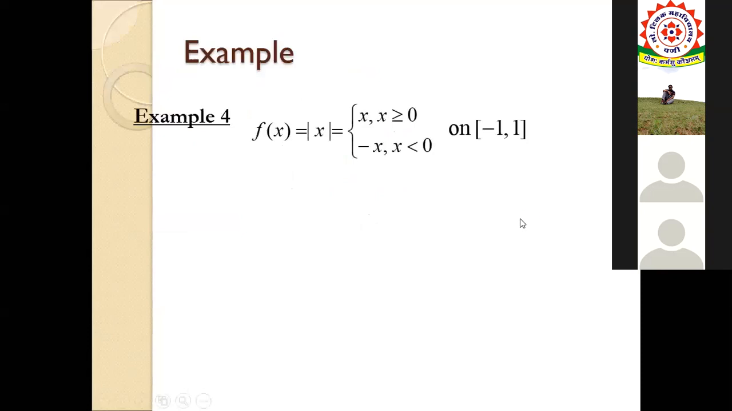Fourth example, that is f of x is equal to mod x. Now obviously mod x is also written as x when x is greater than or equal to 0, and minus x when x is less than 0, because the modulus value is always positive. So if the number is negative, then it is the negation of a negative, that is again a positive number. So if the number is positive, then x; if the number is negative, then minus x.